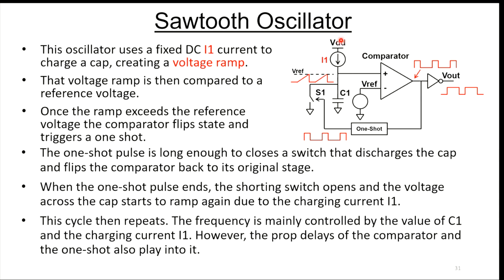You can trim it by trimming this current. You can also trim the capacitor. It's a very useful circuit, and the reason I call it Sawtooth is that's kind of what you get on the capacitor node here. The comparator delay and the delay through the one-shot do come into the frequency component here. So it's not solely capacitor and current; you have to factor in the current, the capacitor, and the delays through these other elements to get the frequency that you want.